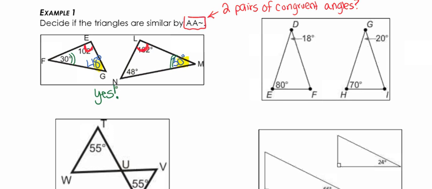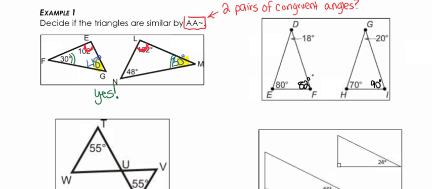All right, when I look at the second set of triangles over here to the right, I notice that in the first triangle I have an angle whose measure is 80 and an angle whose measure is 18. And in the second triangle, one that's 20 degrees and the other that's 70. If I find the missing angles, in the second triangle that angle is 90. In the first triangle, that missing angle is 82.